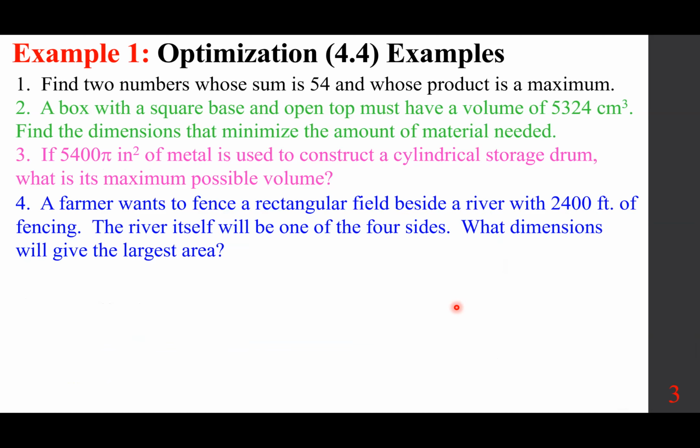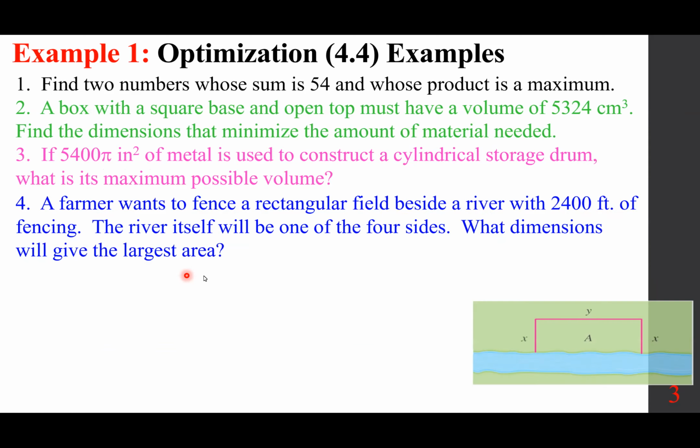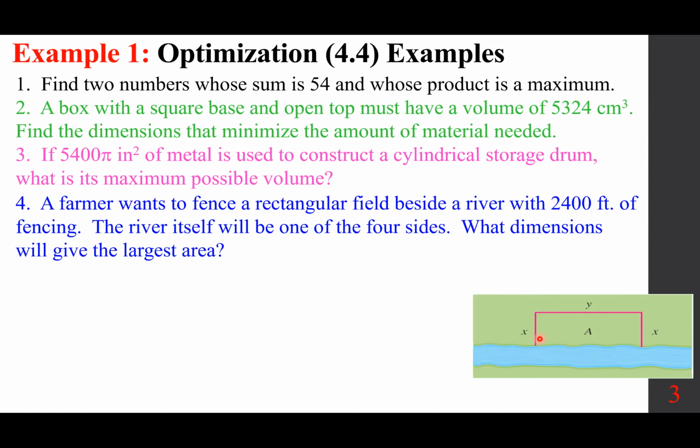A farmer wants to fence a rectangular field beside a river with 2,400 feet of fencing. The river itself will be one of the four sides. What dimensions will give the largest area? We should always have a setting, the drawing, and we should always define our variables. So we have the drawing. Here's the width x, here's the length y, and we are going to come up with the largest area.